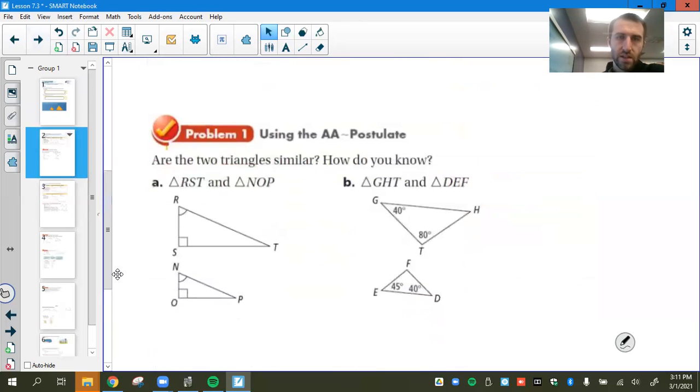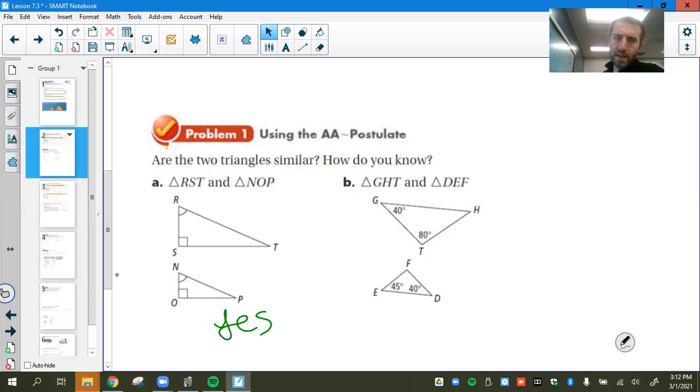So down here, let's apply the angle-angle similarity postulate. Triangle RST and triangle NOP, are they similar? Well, S is equal to O, they're both 90, and N is equal to R, so therefore T would be equal to P, so yes, right, the angle-angle postulate says so.